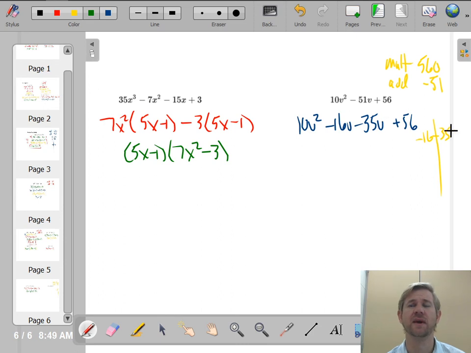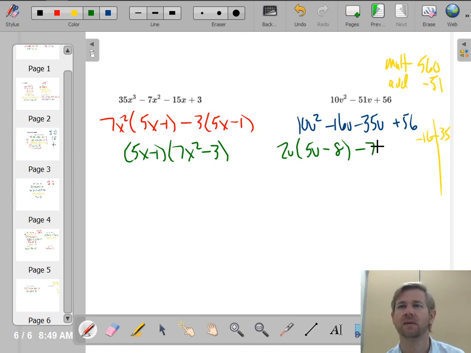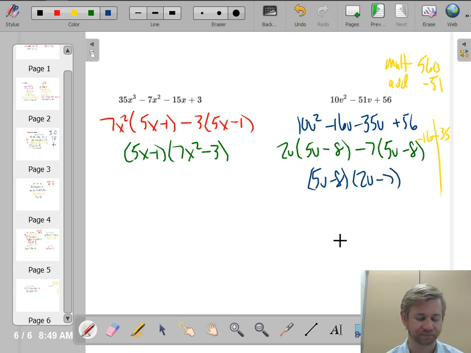So what do these first two have in common? They're both even, so 2v, 5v minus 8. Bring down the minus sign. What do those two have in common? 7? 5v minus 8. Again, negative times a negative is positive. So my factors are 5v minus 8 times 2v minus 7. Doesn't matter what order you write those two in.